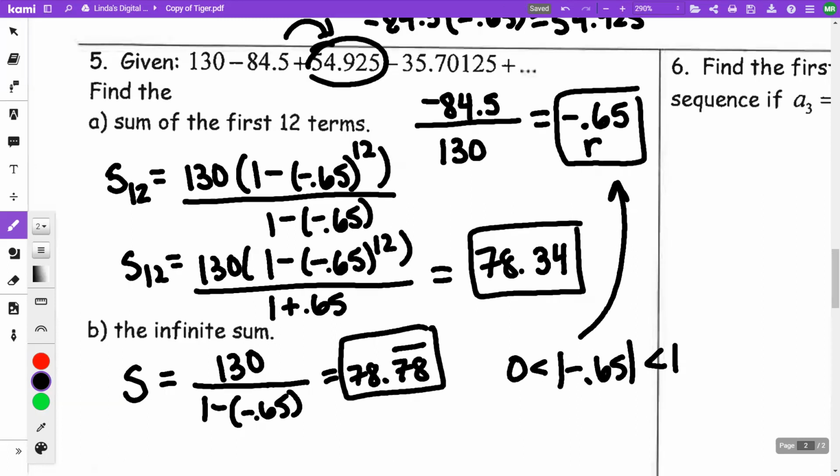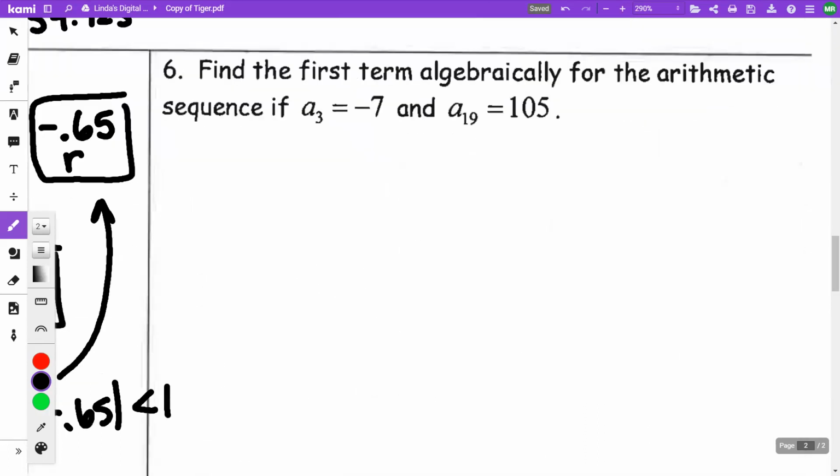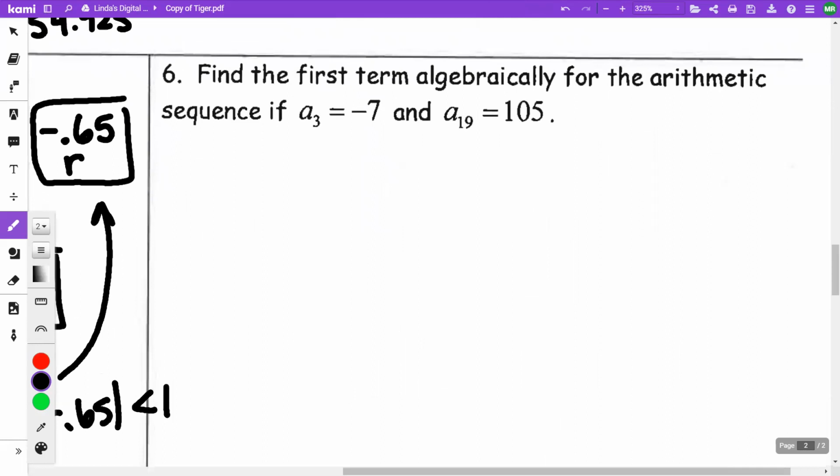On number 6, we want to find the first term. We know the third and the 19th. So basically a sub n is going to be -7 plus d times n minus 3, because the -7 is my third term.